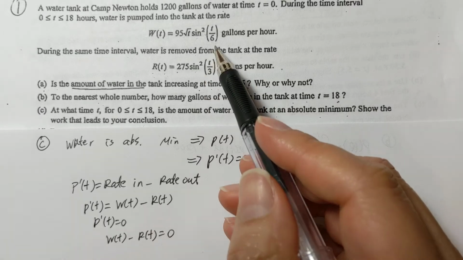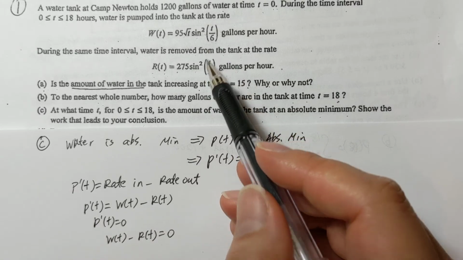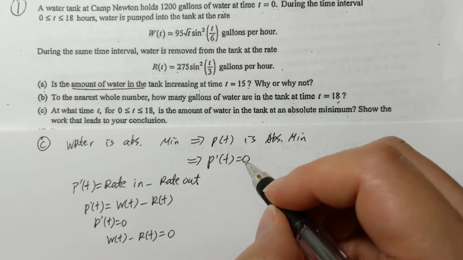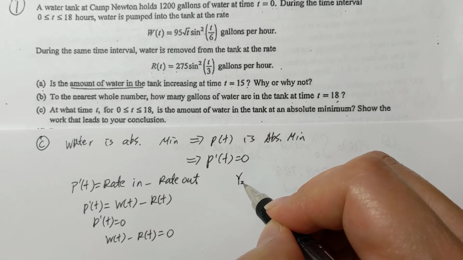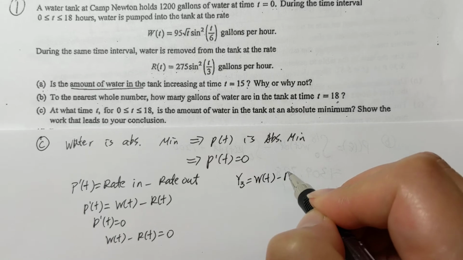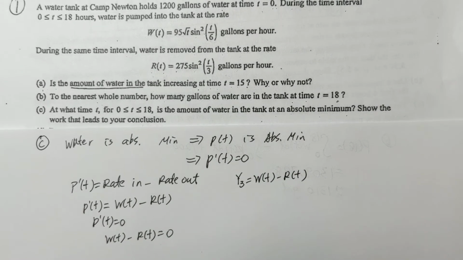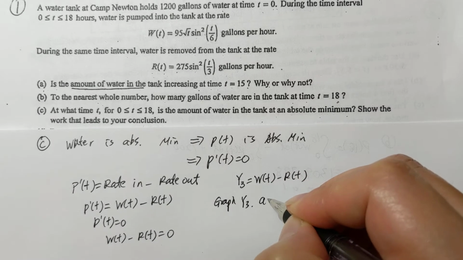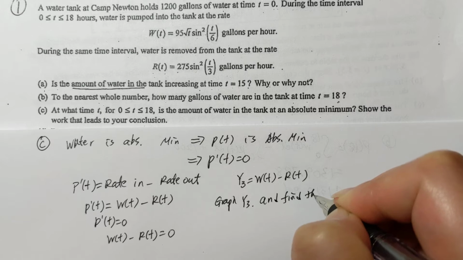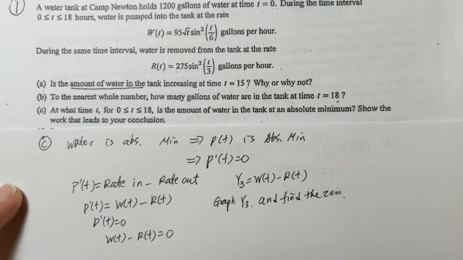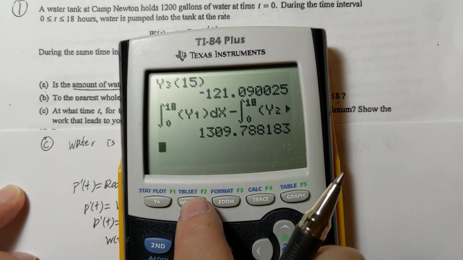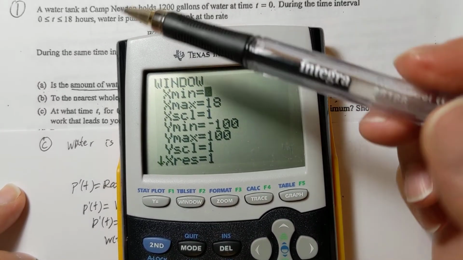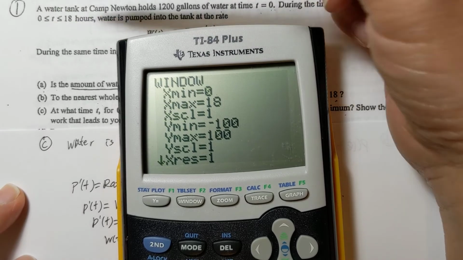Let's take a look at these two equations. They're very complicated. We definitely do not want to solve by hand. So how do we solve it? We get y3 equal to W of t minus R of t that we did in the beginning. So we just have to graph y3 and find the zeros. So now we're going to graph it. Before we graph it, we have to change our window into the one that we want, which is 0 to 18.